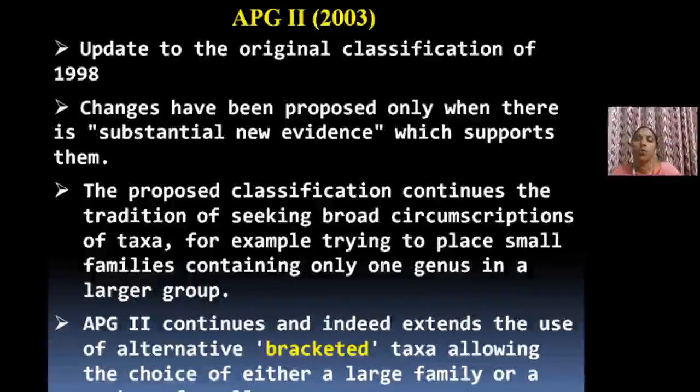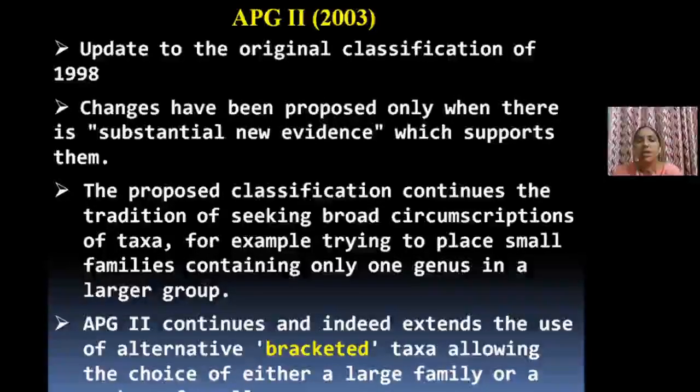Okay. So that here also continued. But one important point is alternative bracketed taxa: a choice of either a large family or a number of smaller ones. Bracketed taxa means this type, that is only a single genus, or it occurs in exceptional groups. So we cannot include them into one particular group, or sometimes we have to treat it as a separate one, or can mix with others. Such a group means actually that it is an exceptional case. In such cases, allowing the choice of either a large family or a number of smaller families.